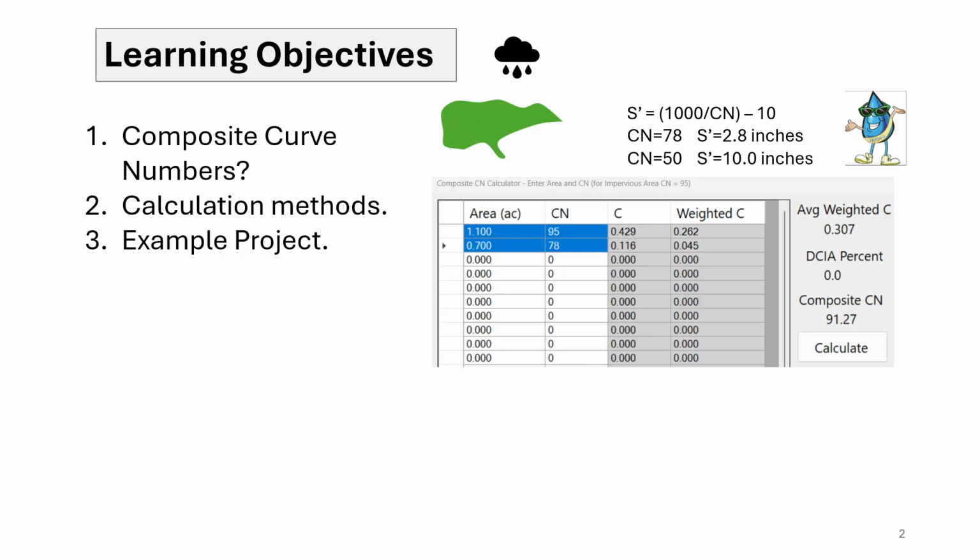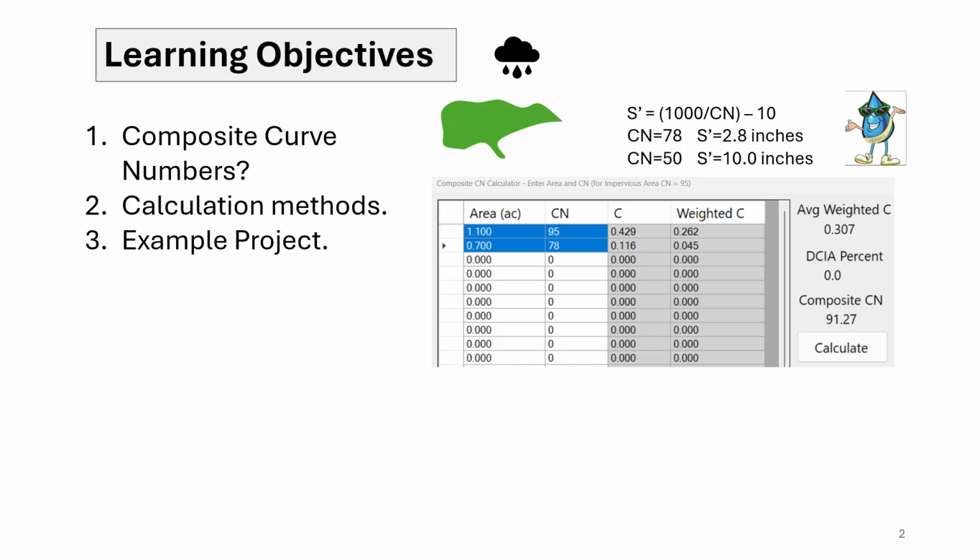To set some foundation, the maximum potential storage of runoff, designated as S', defines the upper boundary of how much water a watershed can absorb before runoff begins. The formula for S' is 1,000 divided by the curve number, minus 10. To put that in practical terms, when the curve number is 78, the maximum storage is only 2.8 inches, meaning the soil has relatively limited capacity to hold water. On the other hand, when the curve number drops to 50, the maximum storage jumps to 10 inches, indicating a much greater capacity to absorb rainfall before generating runoff.